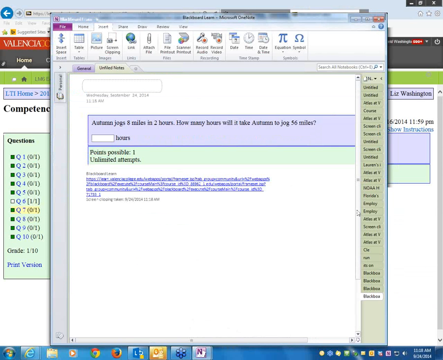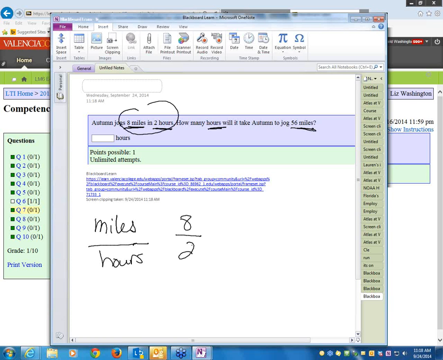In this problem, what you want to identify are the 2 things that we're talking about. First, she tells me that Autumn jogs 8 miles in 2 hours. How many hours will it take to do this many miles? So the 2 things here are miles and hours. These are the 2 things we're comparing in our ratio. Now we're going to set up a proportion, which pretty much means 2 ratios, so 2 fractions. My first fraction is 8 over 2, and again I'm being consistent. This is the miles and this is the hours. So I'm putting the miles at the top, the hours at the bottom.